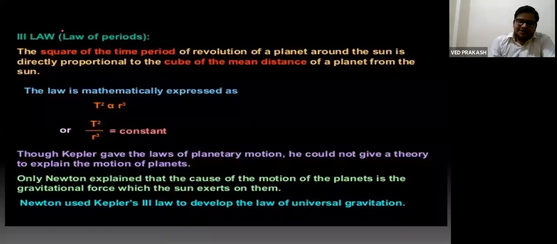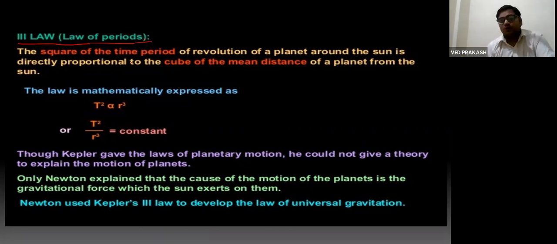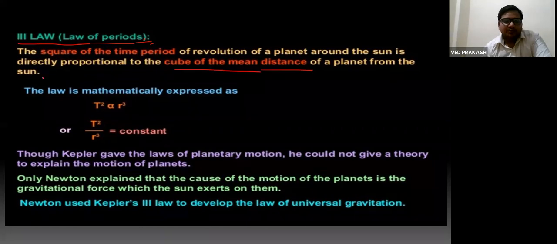Let's start learning the third law, Kepler's third law. We will get numericals from this law only, the third law. We will not get numericals in this chapter from the first and second law. So this is very important, the third law. The square of the time period of revolution of a planet around the sun is directly proportional to the cube of the mean distance from the sun.